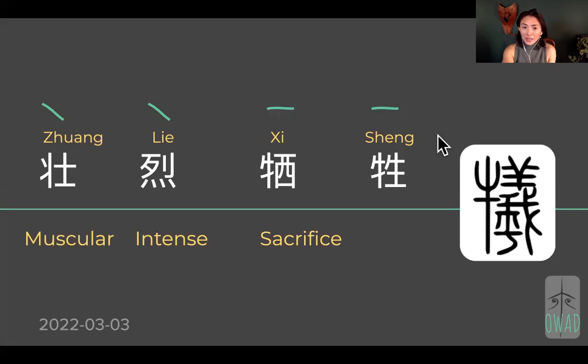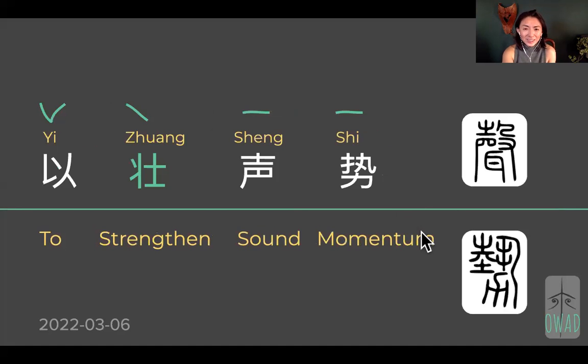Okay. Yesterday we talked about 壮烈牺牲. It's a heroic death. 壮烈 is you have this muscular, intense. 牺牲 is a type of sacrifice. Before it was animal sacrifice, but here it is human sacrifice. So it's a death for a bigger cause than you. So 壮烈牺牲, heroic death.